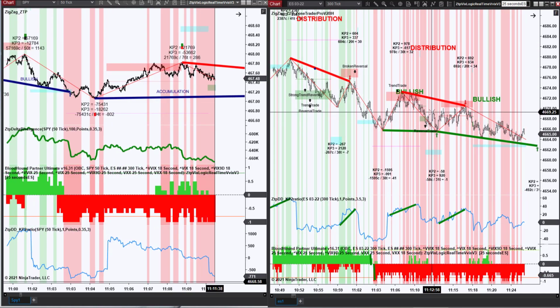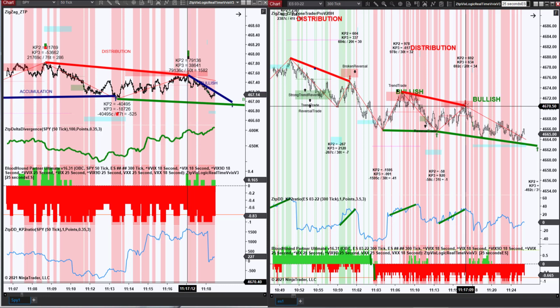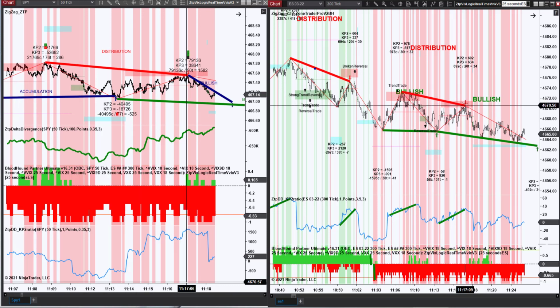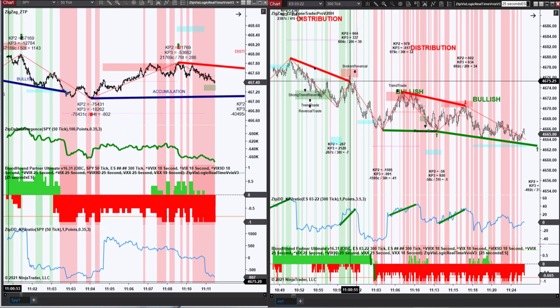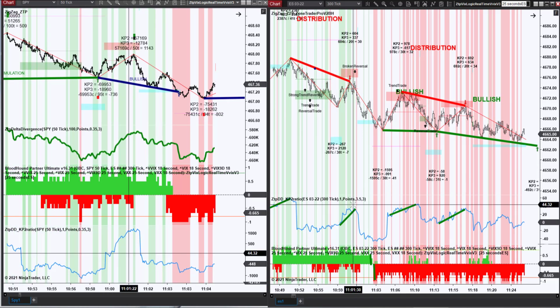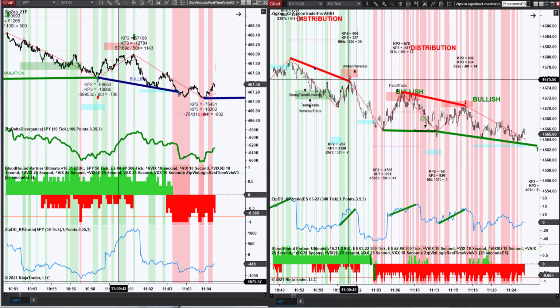Now, we also did have a couple of other excellent trading opportunities here and here. Each one of those worked out nicely, and they were trading with the VIX. But I chose to trade against the VIX here based on my experience with the KP2 ratio showing me the increase in resistance.